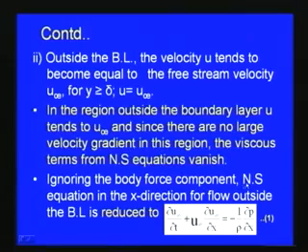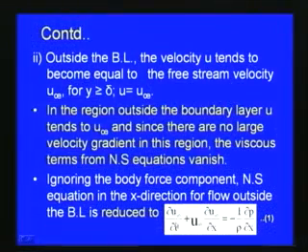As far as the Navier-Stokes equation is concerned, we have already seen it. Prandtl ignored the body force component, and then in the x direction the equation for flow outside the boundary layer reduces to del u infinity by del t plus u infinity del u infinity by del x is equal to minus 1 by rho del p by del x, as in equation number 1. Here u infinity is the free stream velocity, t is the time, p is the pressure, and rho is the density of the fluid. This equation comes after ignoring the body force component, and it is valid for flow outside the boundary layer.